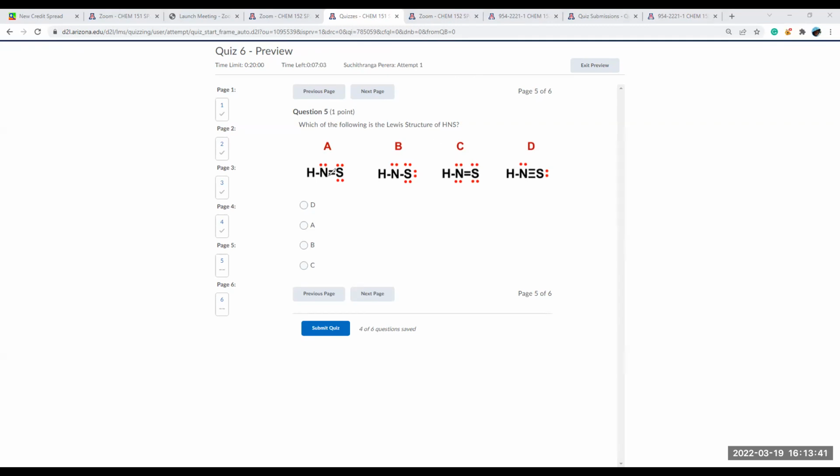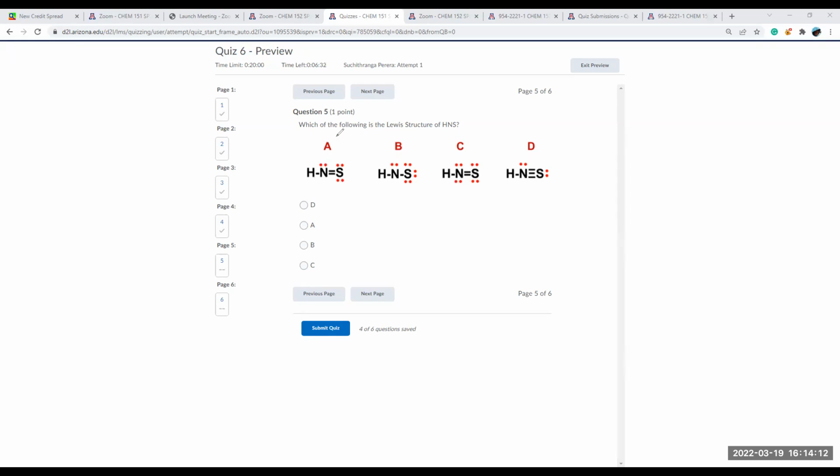Okay, so in all 4 cases, nitrogen is the central atom, which is great because it has the highest bonding capacity out of these 3 elements. Hydrogen is 1, sulfur is 2, and nitrogen is 3. Therefore, it is in the middle, which is great. Now let's count the valence electrons. In structure A, we have 8 electrons for sulfur, and 8 electrons for nitrogen, and then hydrogen has 2 electrons.